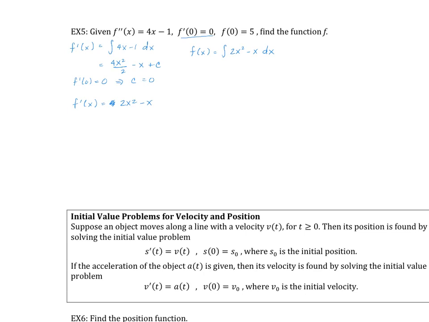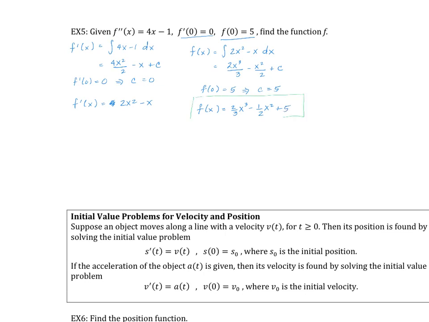And that will get me back to my function, which is going to be 2x to the third over 3 minus x squared over 2 plus some constant that I need to solve for. But I have this initial condition that f of 0 is equal to 5. So that tells me that my constant has to equal 5. So my function is going to be 2/3 x to the third minus 1/2 x squared plus 5.